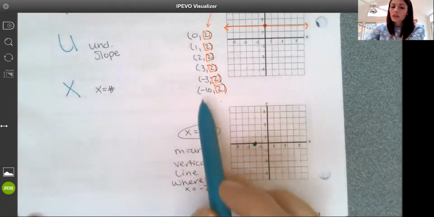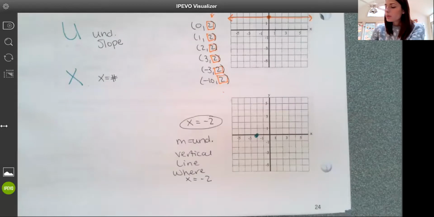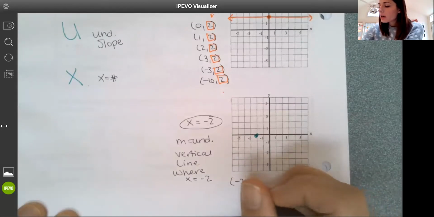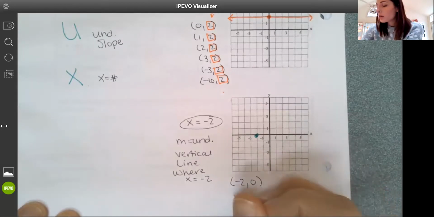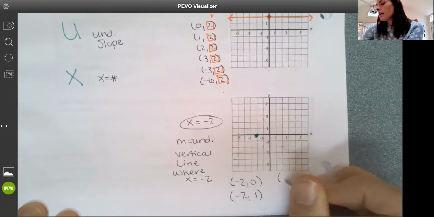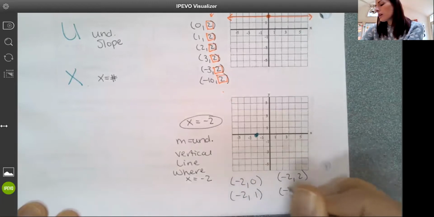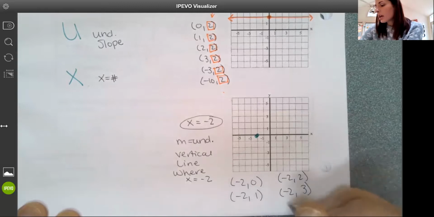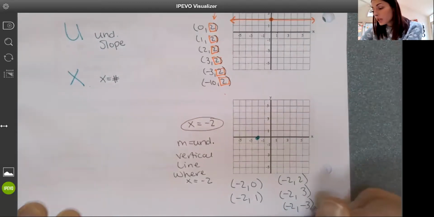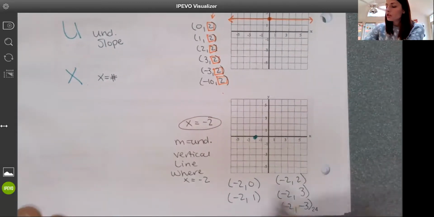And if I use what we looked at here, that means if I were to list a whole bunch of ordered pairs here, I could say, well, I have negative 2, 0. I have negative 2, 1. I have negative 2, 2. I have negative 2, 3. I have negative 2, maybe negative 3. That Y can be changing, but X is always going to be negative 2.